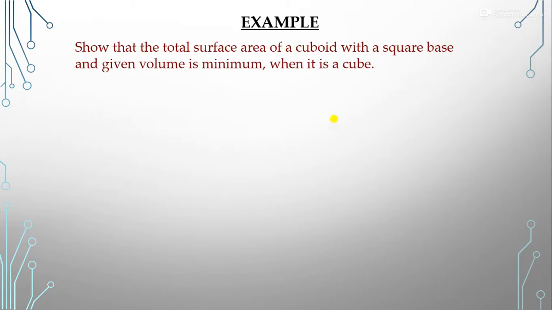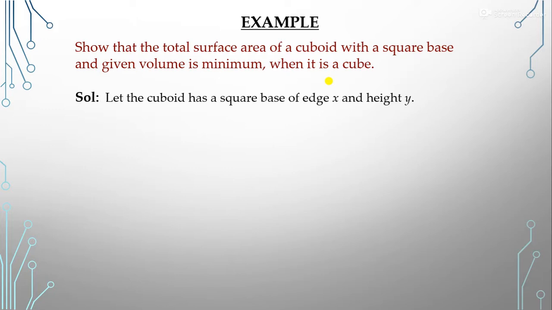Here the question is: show that the total surface area of a cuboid with a square base and given volume is minimum when it is a cube. So now let's see how to do it. Here it is given that the cuboid has a square base. So we assume that the edge is x and the height is y, because with a square base, the length and breadth are both x and the height is y.